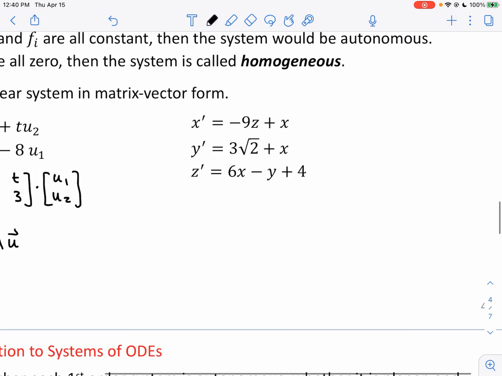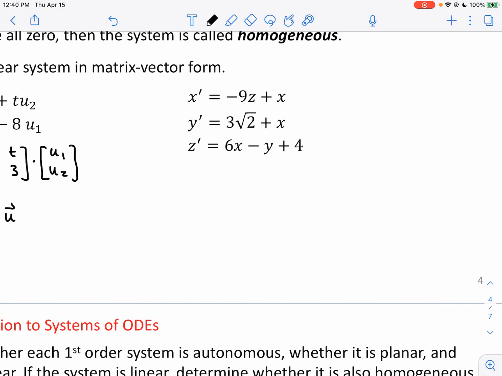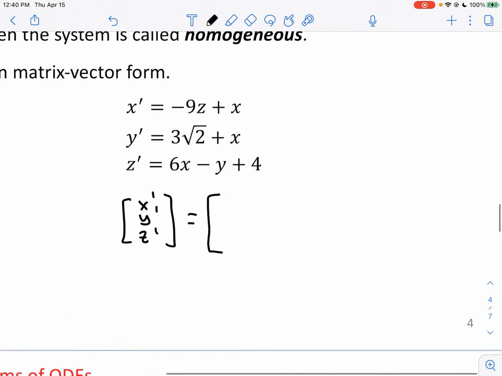All right, the next example, we're going to write this in terms of a vector. So we have x, y, z, and all of these are primes, equals. And then we're going to have a 3 by 3 coefficient matrix. And make sure, again, you do the alignment. So all the coefficients of x you put in the first column. So that's going to be 1, 1, 6. Then the coefficients of y.